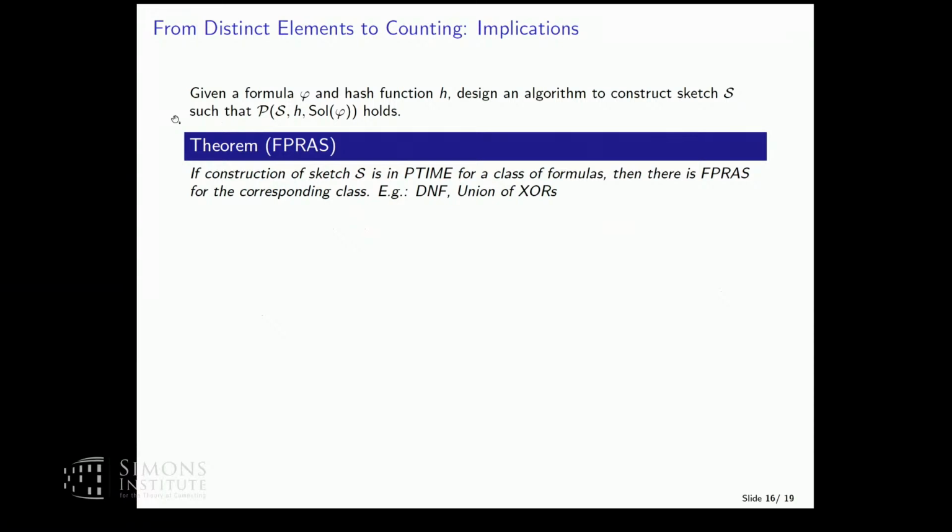Okay, so now what are other things we can say by this connection? Well, there are some interesting things. One is if the construction of this sketch is in polynomial time, then there's an FPRAS for the corresponding class of formulas. So for example, DNF, union of XORs, the sketch can be constructed in polynomial time. Immediately you get an FPRAS.